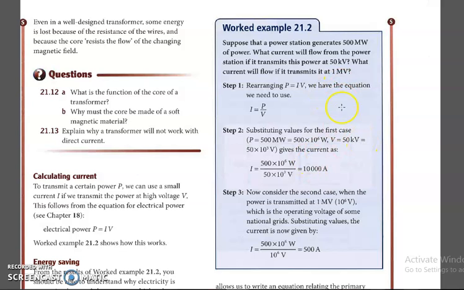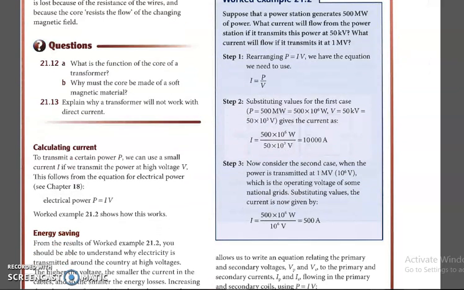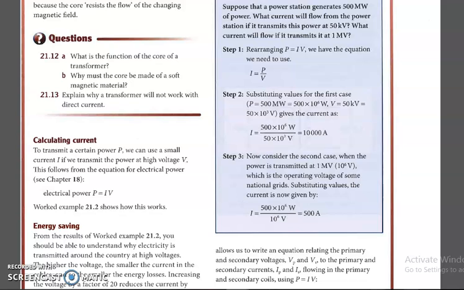In the second instance, we have found that the current is 500 ampere and voltage is 1 megavolt. So as the current decreases, the voltage has increased. So let's see how energy is saving accordingly in this particular transformers.